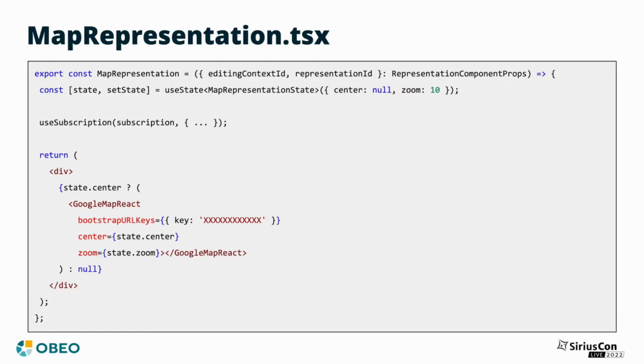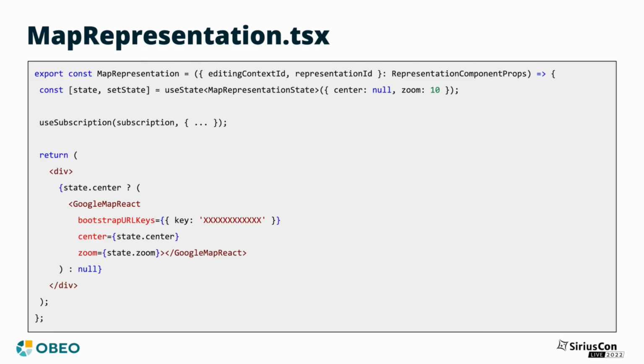So here is our map representation component. It just needs to accept representation component props as an input. So here we have the editing context ID, the representation ID. It can also receive the current selection, for example. And then inside of this React component, you can do anything you want. Here we are using the Google Map React component. It's coming from an open source project I found on GitHub to integrate Google Map inside of React components.